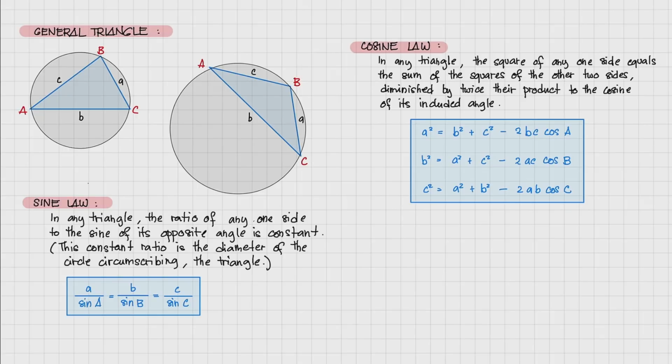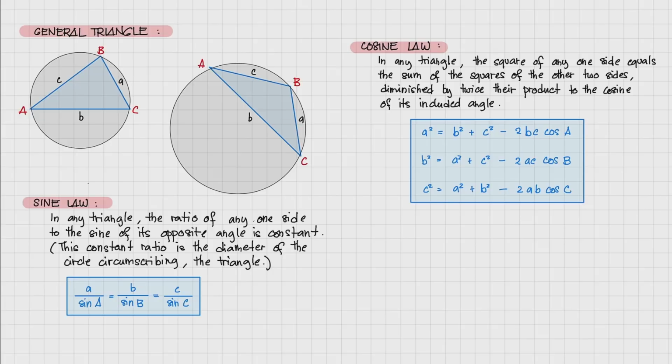So, cosine law, in any triangle ulit, so you can apply this in any type of triangle, the square of any one side equals the sum of the squares of the other two sides diminished, ibig sabihin, minus by twice their product nung other two sides natin to the cosine of its included angle. So, pag sinabing included angle, when you say included angle, it means that the angle between those two sides.